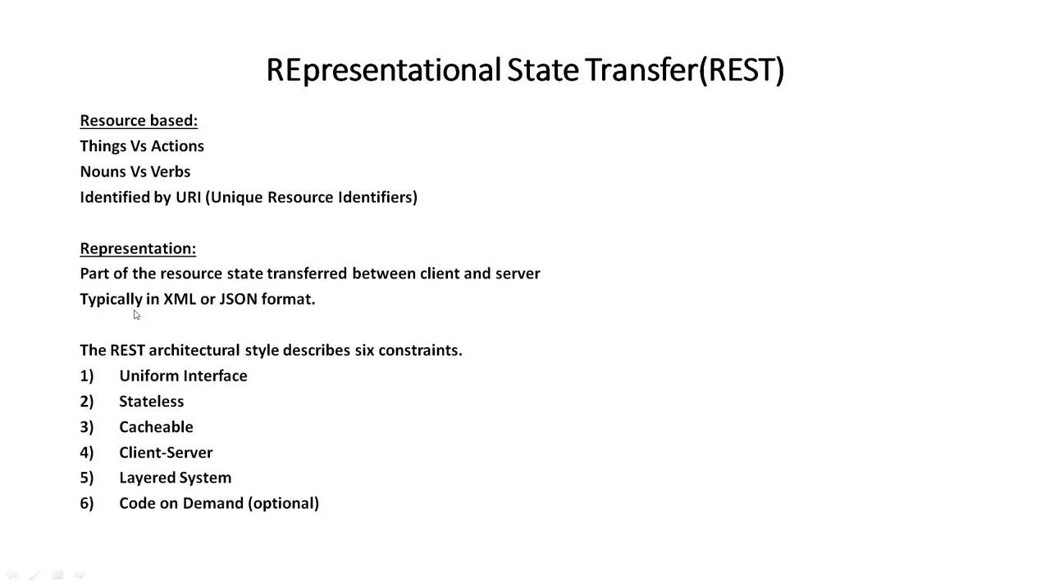So typically that representation is going to be sent to the client in XML or JSON format. Okay, so these are the two basic tenets of RESTful APIs. One, it is resource based, and these resources are identified through URIs, unique resource identifiers. URL is one form of unique resource identifier. The second one is whenever you request a resource, you actually get the representation of that resource, and that representation is received in either XML format or JSON format.